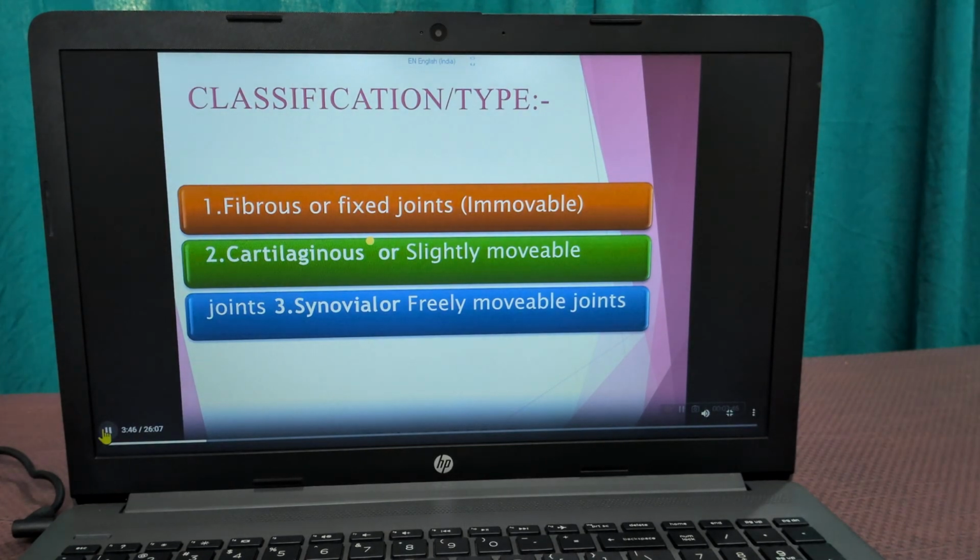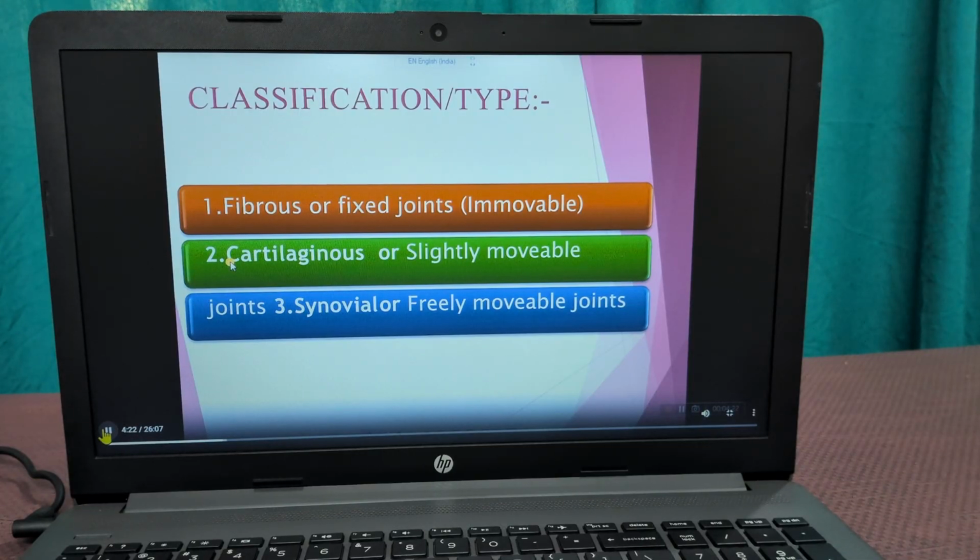So let's see the classification of the joints. The joints are classified into three types. First are fibrous joints, or fixed joints. These joints are made up of fibrous tissue, so that's why they are fixed and are not able to move. Fibrous joints are also known as immovable joints, meaning these are the joints which can't move.